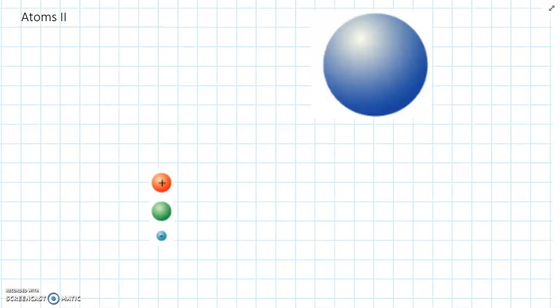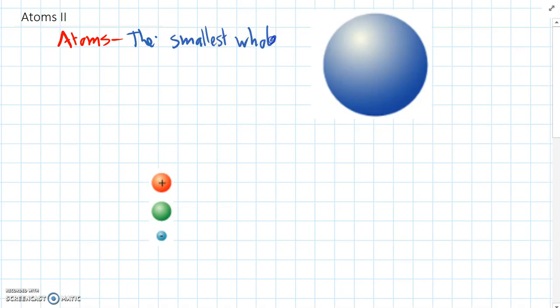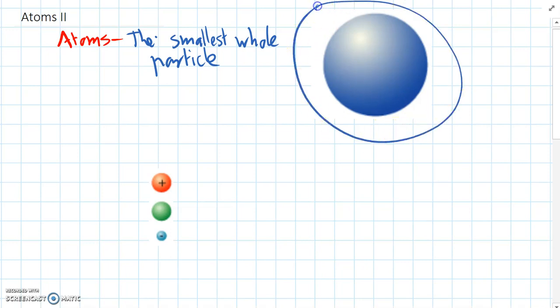So we've been looking at atoms, and we've learnt that they're the smallest whole particle that makes up all the matter in the universe. And we've been thinking of them as just one single sphere, a tiny particle, and it can join together to make molecules, and it can build up other materials. But we're now actually going to look at what's inside atoms.